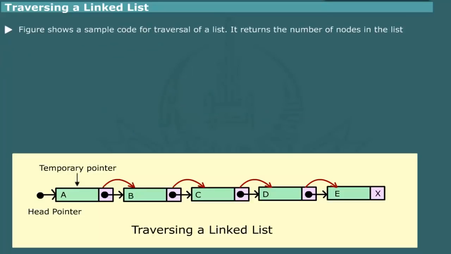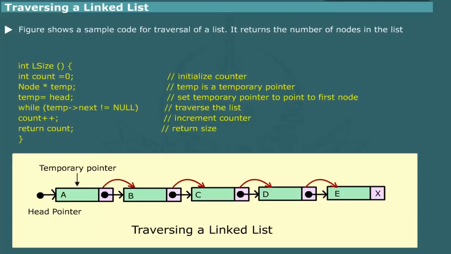Figure shows another example of traversal algorithm. The code implements a method lSize, which returns size of a list with pointer head pointing to the front element. Briefly, these steps are involved. A counter is initialized to 0. A node pointer temp is used to point to the first node. A loop is set up to scan the list. In each cycle, the counter is incremented by 1. At the end, the function returns the count value.